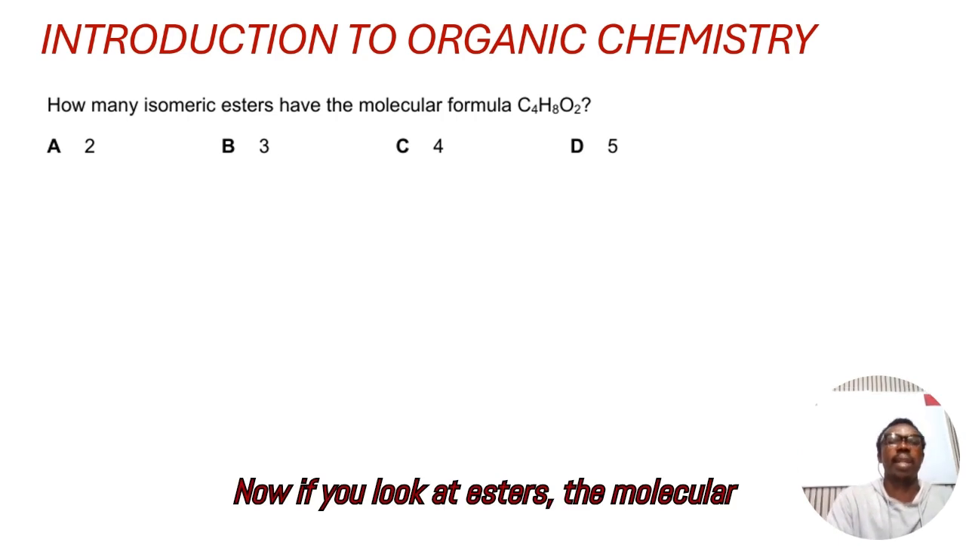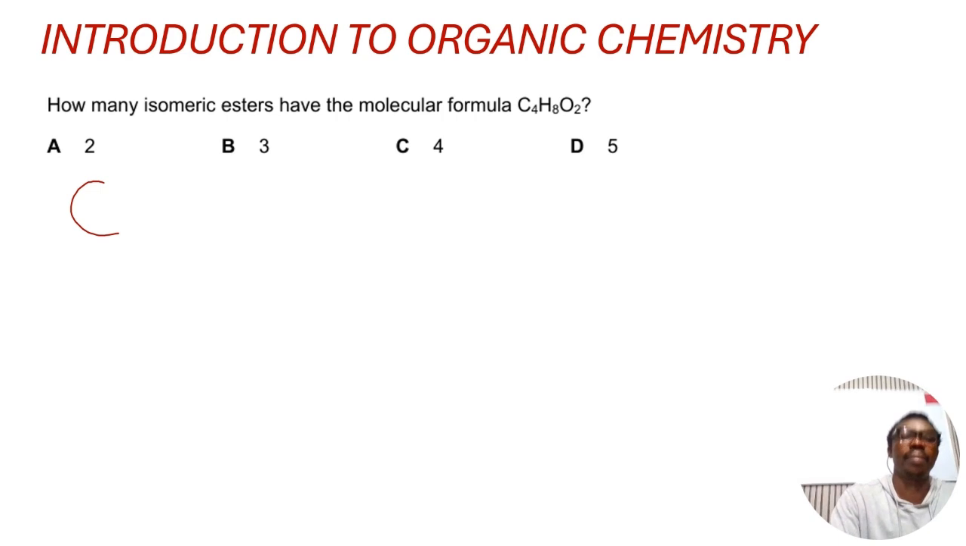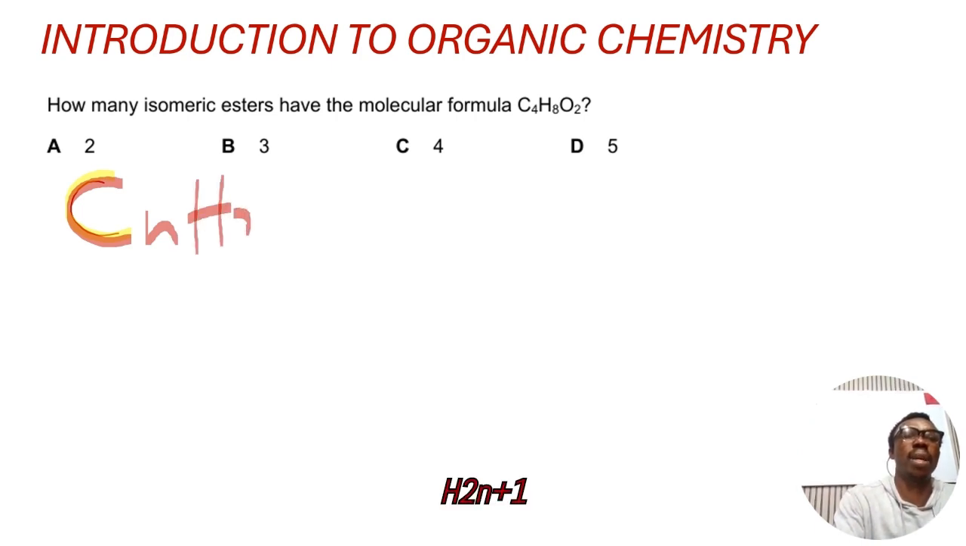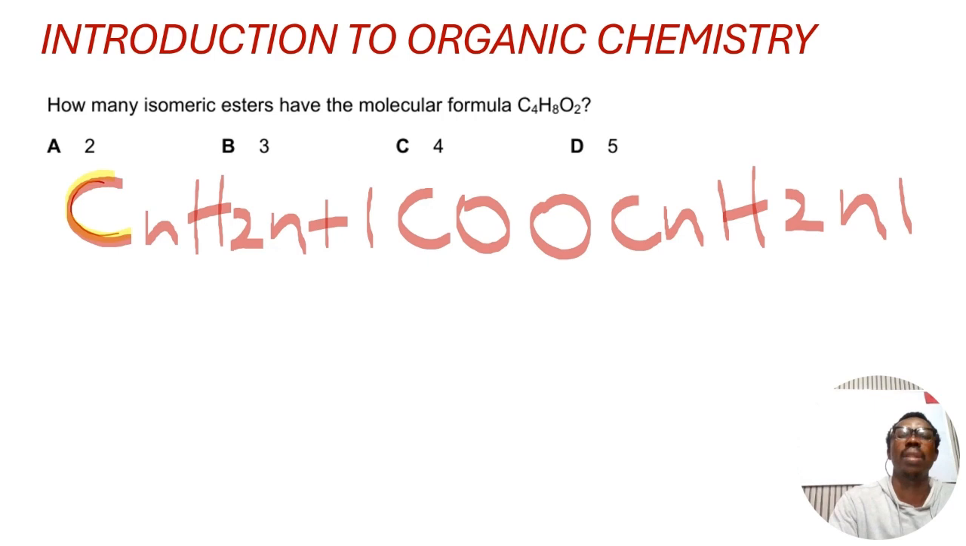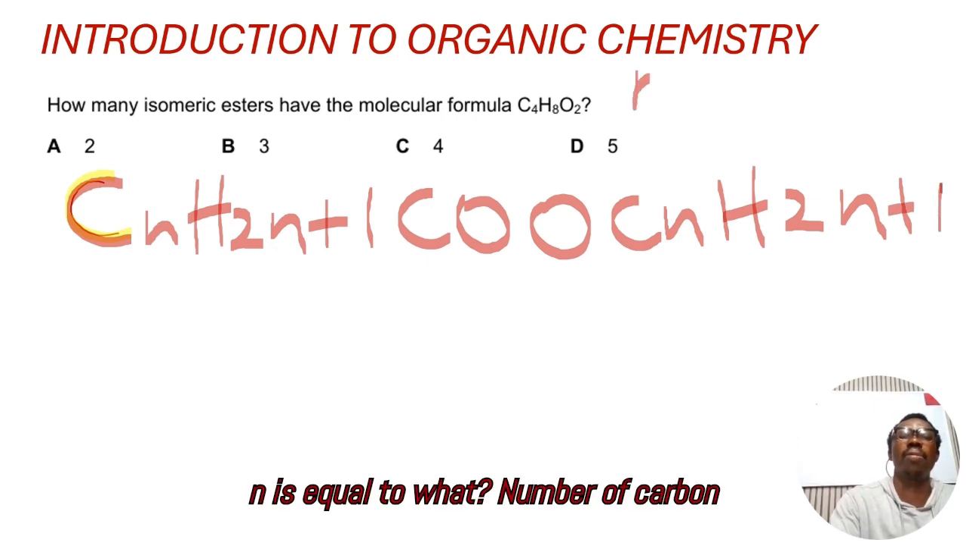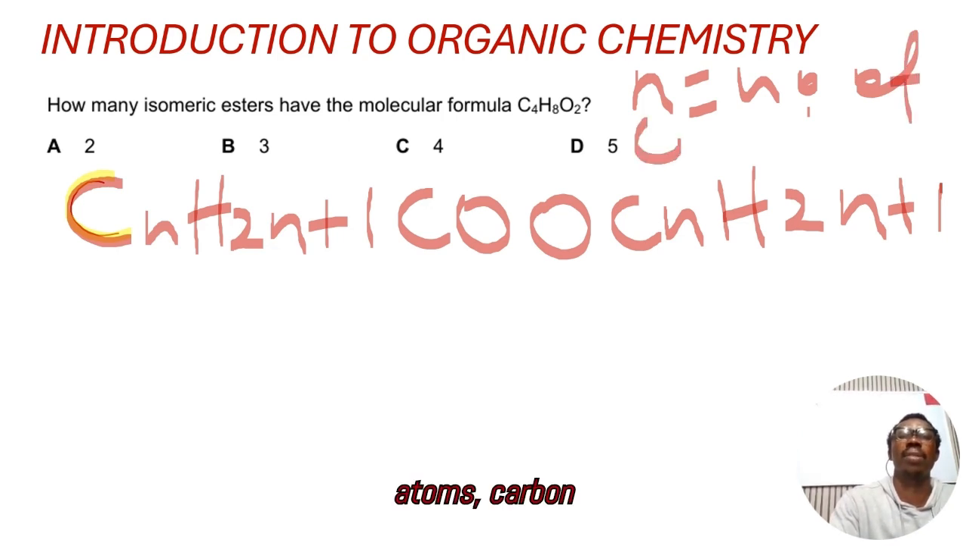Now, if you look at esters, the general molecular formula for esters is CnH2n+1COOCnH2n+1. n is equal to what? Number of carbon atoms.